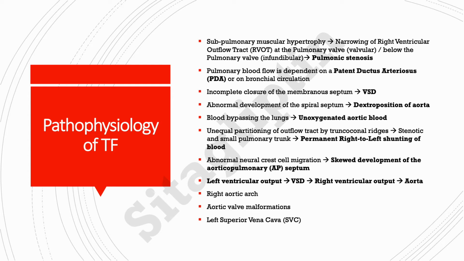Alright, so again, if the neural crest cells, their migration is abnormal, there would be skewed development of the aorticopulmonary septum. Alright, so all of these malformations are related to the Tetralogy of Fallot. Now, in order to grasp this, as I have mentioned multiple times, you need to have a sufficient understanding of the embryological development of your cardiovascular system. And without that, you won't be able to grasp the concept. Moving on.